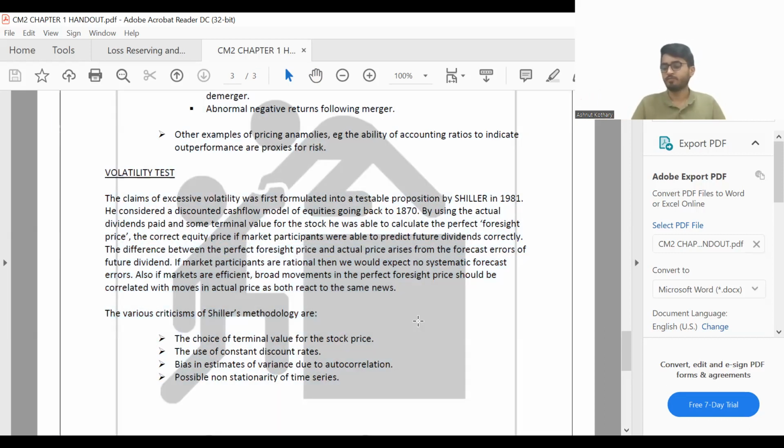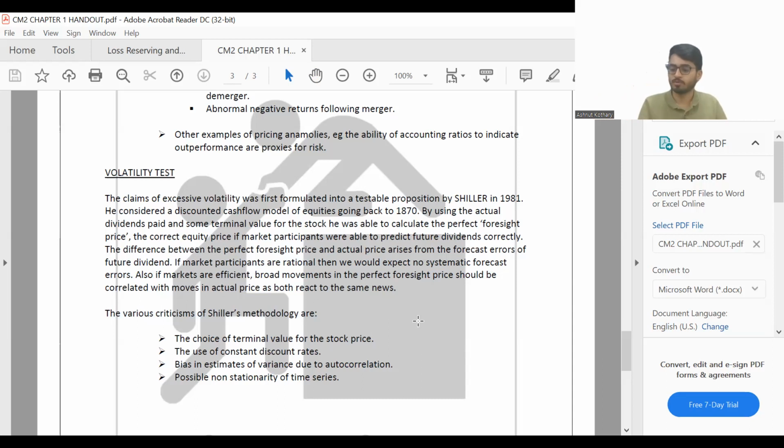And finally, there were a few criticisms of Schiller's methodology. These were with respect to the choice of terminal value for the stock price. Whenever you come up with a model, especially in higher papers, you want to see why things did not happen the way you thought. End of the day, you're ultimately assuming everything.